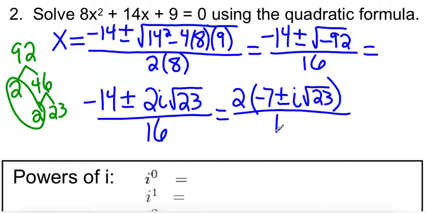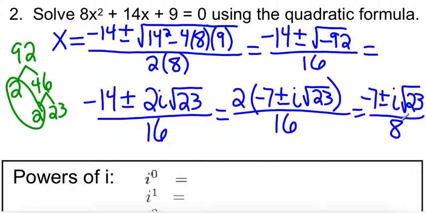All over 16. And now, since we factored out the 2, we can look at 2/16, and that can be reduced to 1/8, so we can go ahead and do that. So we still have negative 7 plus or minus i root 23 all over 8. And that is your final answer.